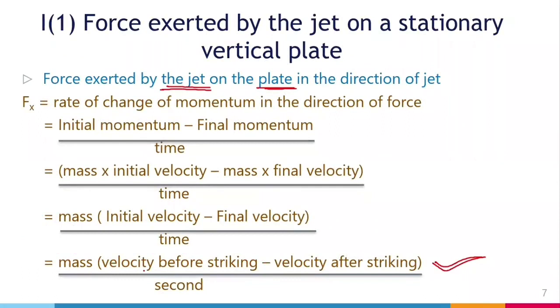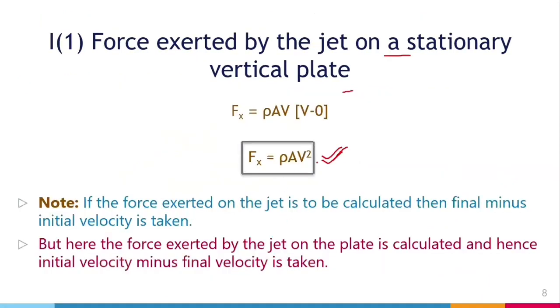Mass per second into initial velocity minus final velocity, which means mass per second into velocity before striking minus velocity after striking. That's all. If you remember this one single formula, it will be common for all the derivations. The only things that will change are the initial and final velocities. This mass per second will be common. Mass per second formula is what? Rho AV. This will be common, and the bracket value will change. So now for the vertical case, what is the formula? Rho AV square.